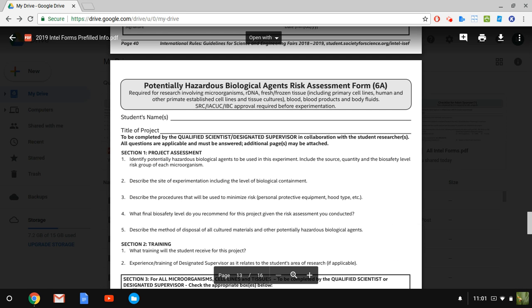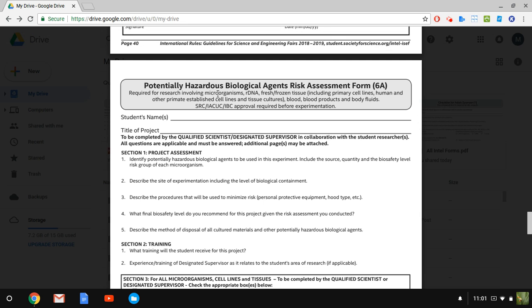So the next form is the 6A form. This is the potentially hazardous biological agents risk assessment form. This form is something you need if you're working with any of the biological factors listed here. And the most common of these is typically microorganisms. And this is something that is required for research involving those organisms.